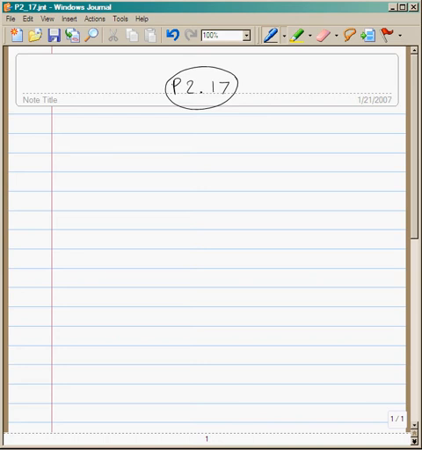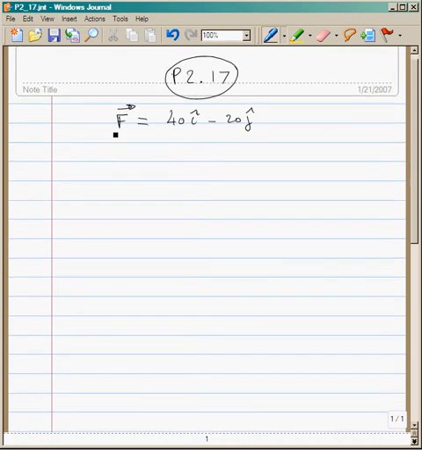Problem 217. We are given a force F, which is equal to 40I minus 20J. If you look at the left-hand side, this is a vector because it has an arrow on top. And since the left-hand side is a vector, the right-hand side better be a vector. You have a scalar times a unit vector, that should give you a vector, minus another scalar times another unit vector, that's another vector, and you take a vector, you minus another vector, you end up with a vector.